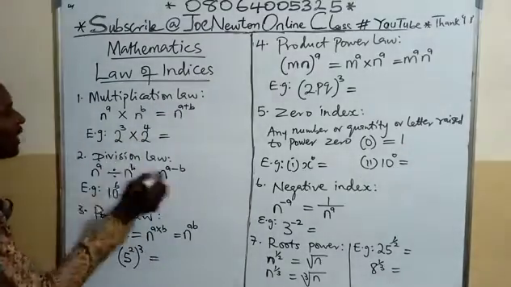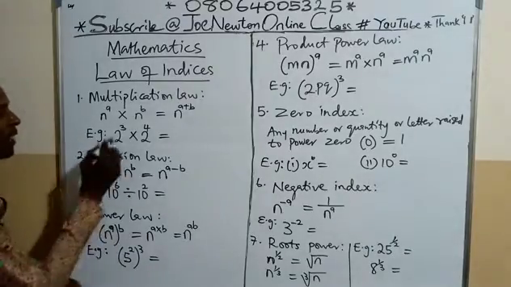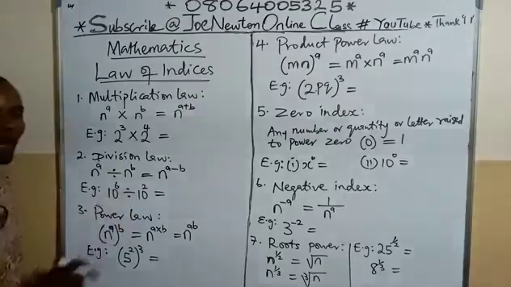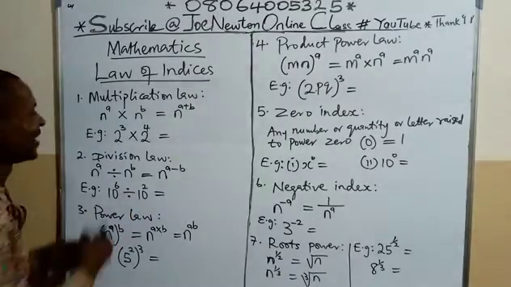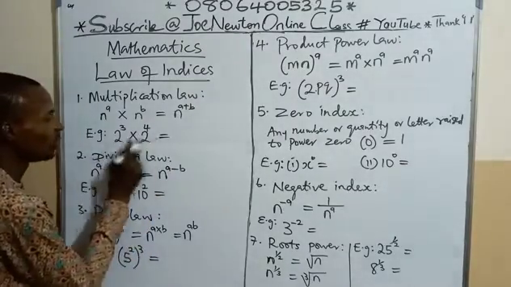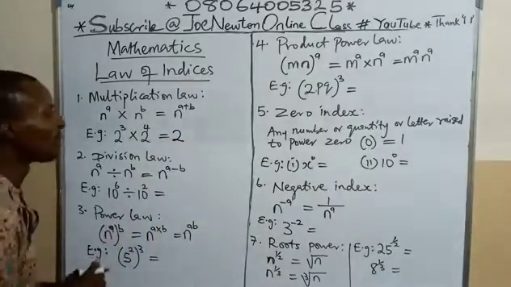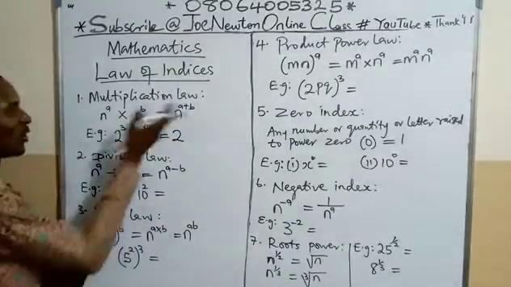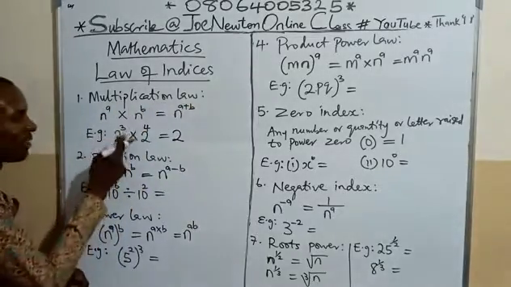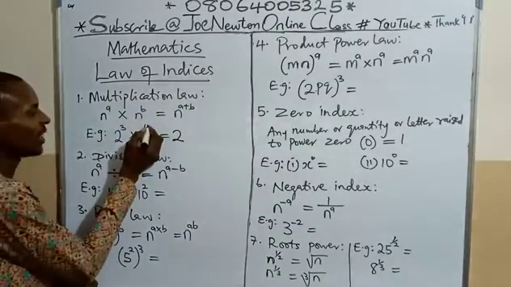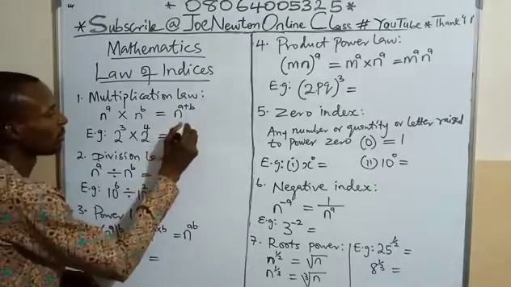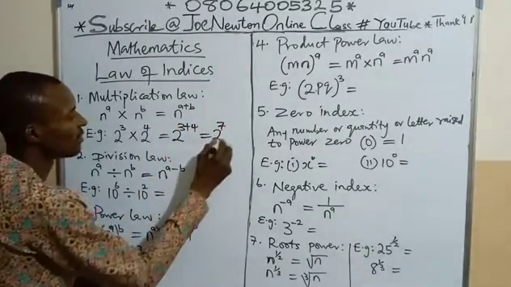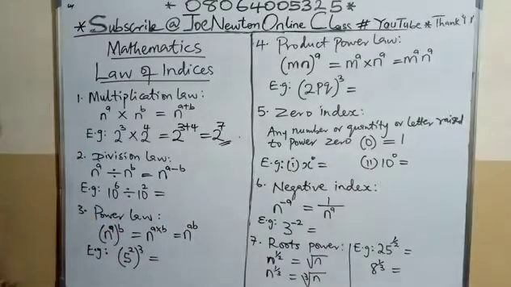For example, if I have 2 raised to the power 3 times 2 raised to the power 4, what will it be? I guess you know the answer. We take one of these, that is 2, raised to the power, not multiplying 3 and 4, as some people do. According to the rule, you add the powers when you have multiplication. So 3 plus 4, which is equivalent to 2 raised to the power 7. Simple. That's for law 1.